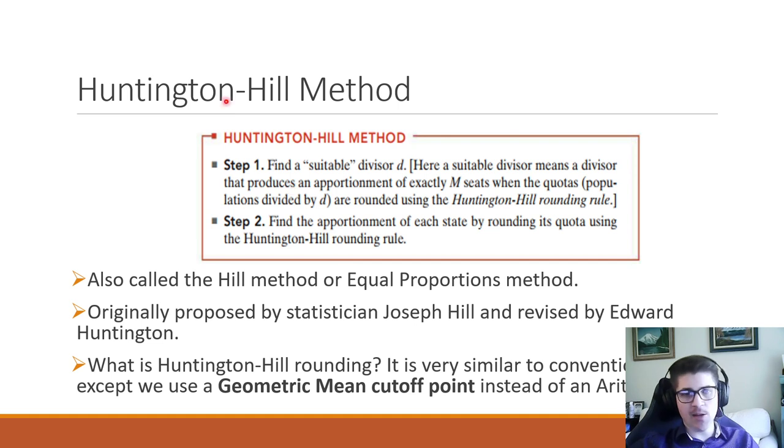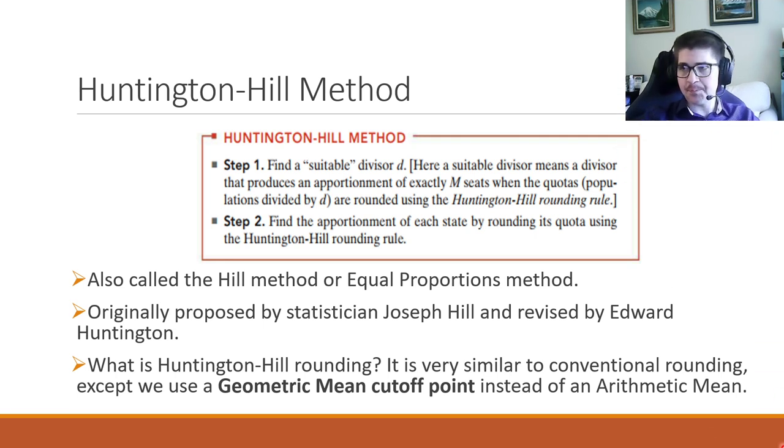Again, I find that these are not very helpful because I have to find a suitable divisor. That's the hard part of the question. And then, ultimately, what type of rounding am I doing? I'm using this other type of rounding. Let's say we're looking at the number 3.47. Under traditional conventional rounding, that would be rounded down because anything underneath 0.5 is always rounded down. Anything 0.5 or greater is rounded up. That's just how people think of normal rounding, but that's often referred to as arithmetic mean rounding.